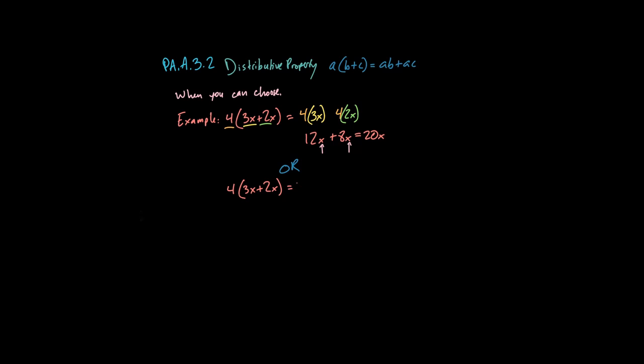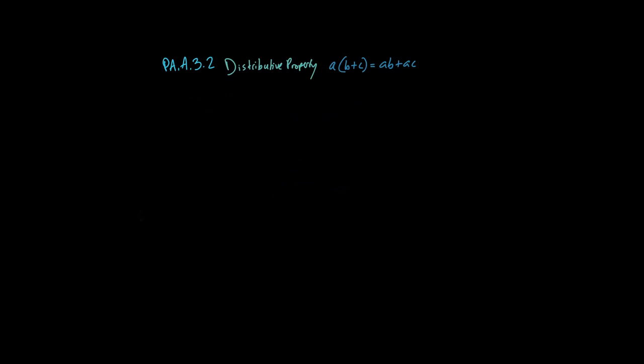The thing is, on this one, you don't have to do the distributive property because you can add 3x plus 2x since they both have an x, and that equals 5x. And then you do 4 times 5, and that's 20x. Same thing, different way to do it. We'll do another one where you have a choice.